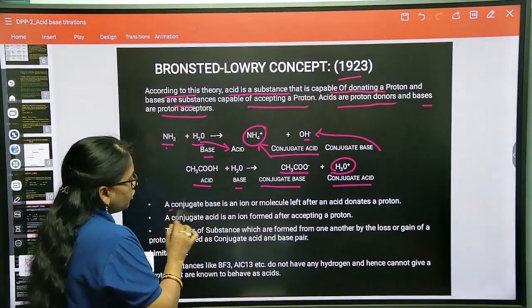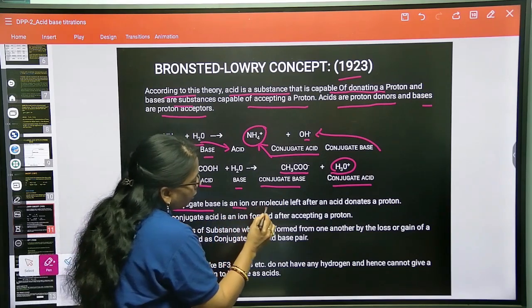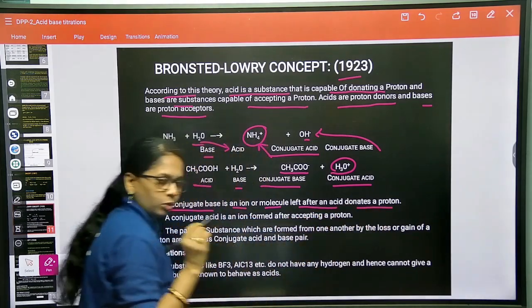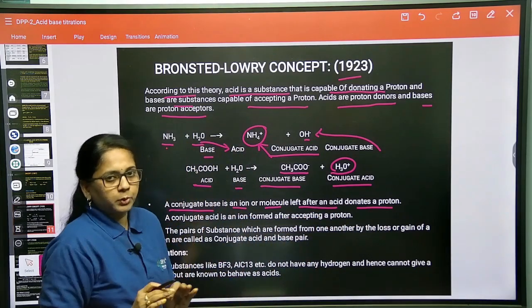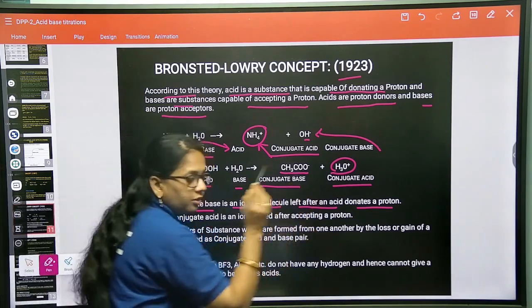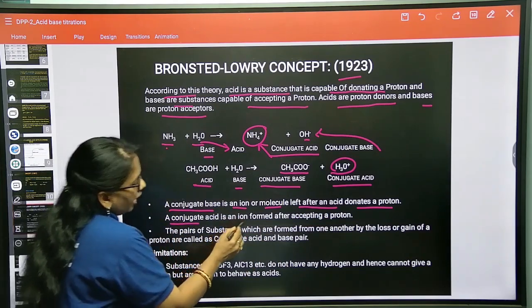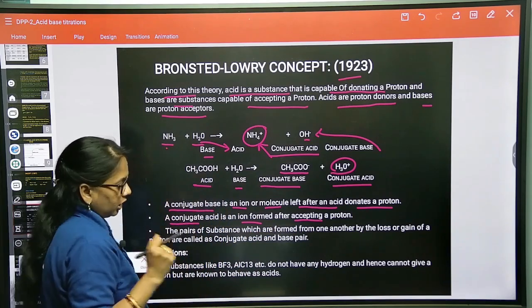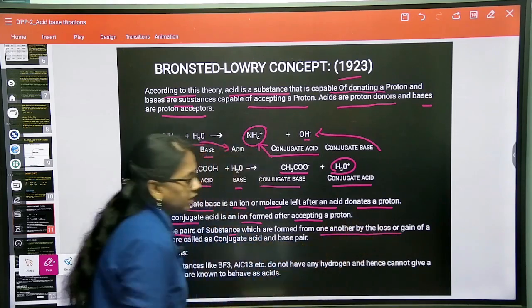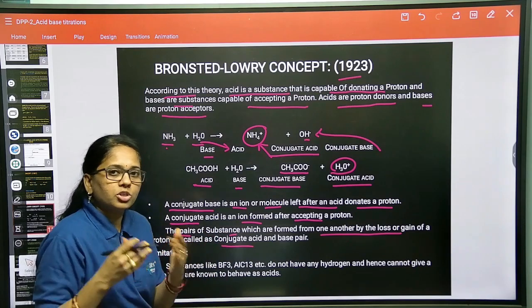Okay, so according to the Bronsted-Lowry concept, a conjugate base is an ion or molecule left after an acid donates a proton. Acid means donating a proton, H plus ions. So a conjugate base is left after the donation of the proton, whereas a conjugate acid is an ion formed after accepting the proton. That is the difference here. The pairs of substances which are formed from one another by the loss or gain of a proton are called conjugate acid-base pairs.